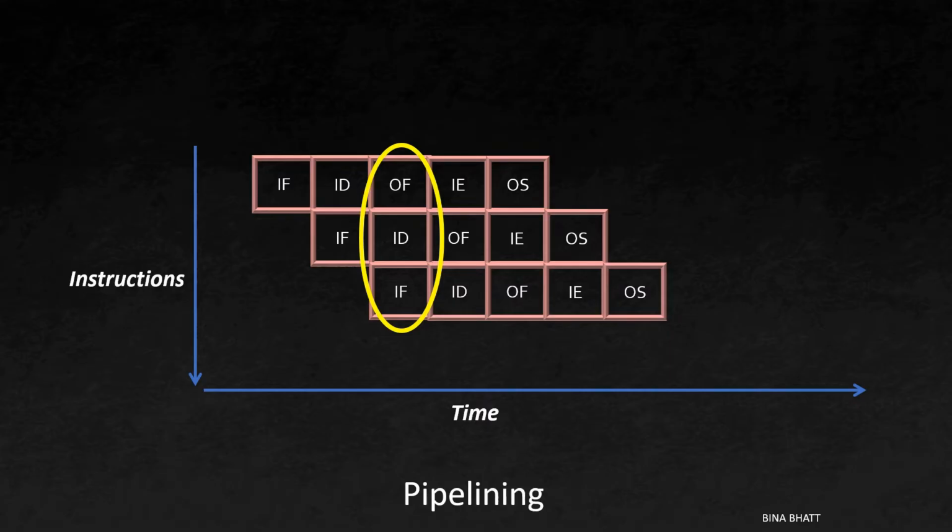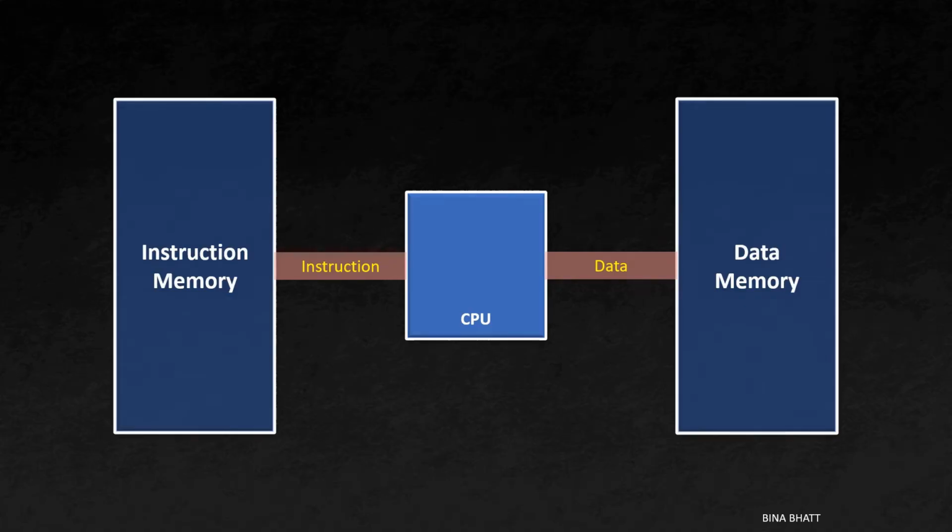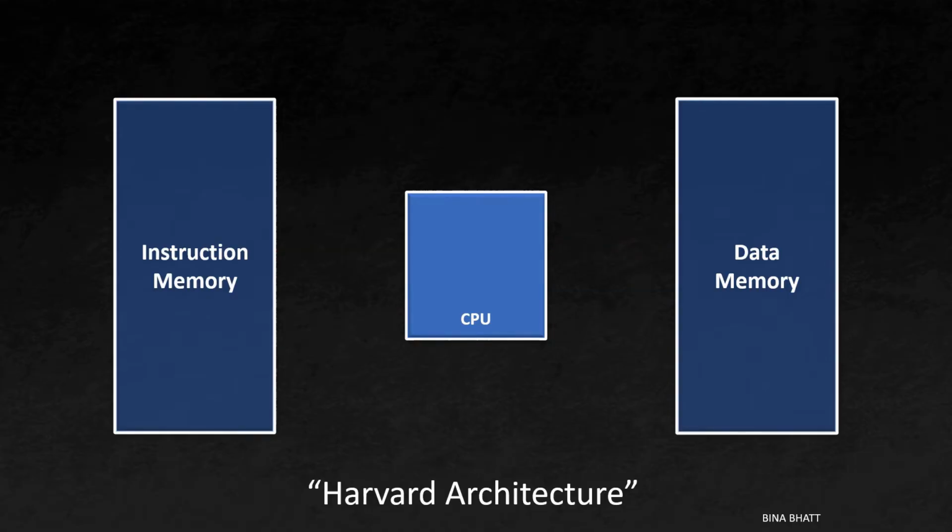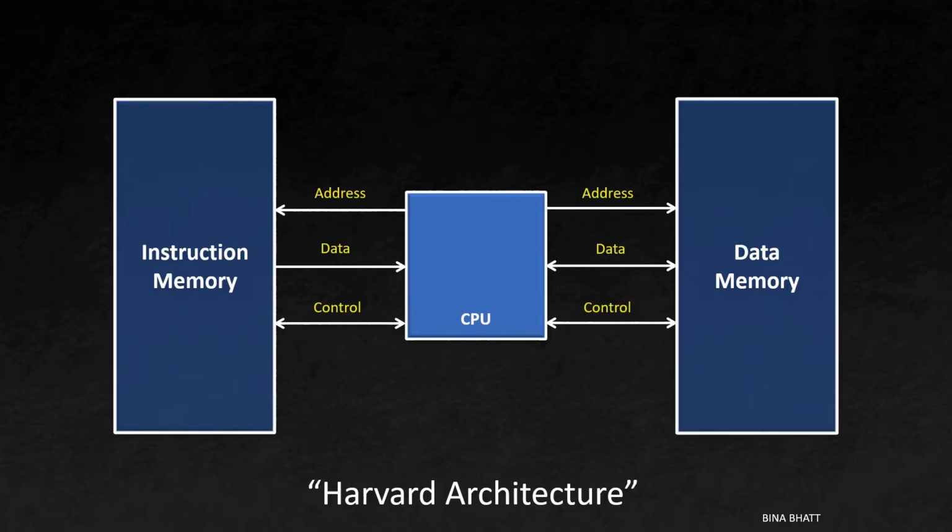Is there a way to mitigate this situation? Well, we can have two buses instead of one. One for instruction and another for data, and they can be connected to separate memory spaces. Hold on, that's Harvard architecture. In case of Harvard architecture, instructions and data are stored in separate memories and they have separate address, data and control buses. Due to this, it is possible to access data and instructions simultaneously.